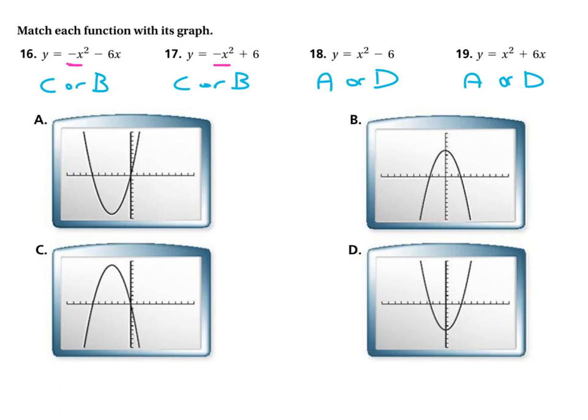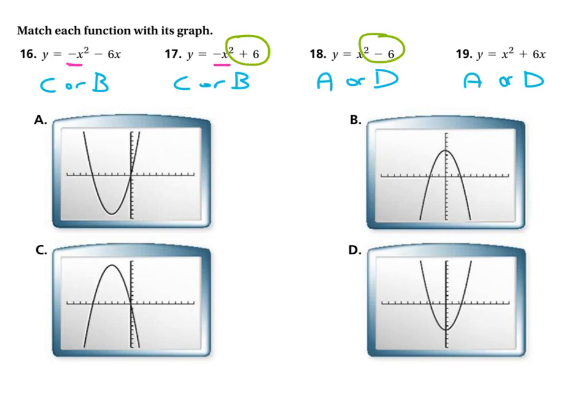I'm going to mark a couple of things on them. For 17 and 18, notice that there is no x term. It just goes straight from the x squared term to the constant. The constant is going to shift things up or down, as number 17 says, plus 6. That means it's going to just shift the whole parabola up by 6 units. And 18, it's going to shift the whole parabola down by 6 units.